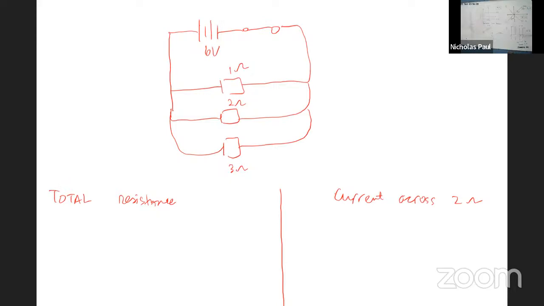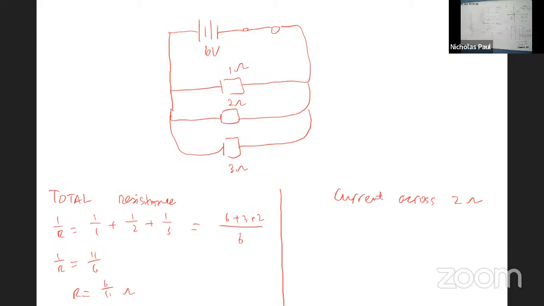Right, so let's check out the total. So it's 1 on 1 plus 1 on 2 plus 1 on 3. So the LCM is 6, right? And then you will get 6 plus 3 plus 2. So 1 on R is 11 on 6, right? So R is equal to 6 on 11, right? Use a calculator, look for your answer, check it back, yeah? Use a calculator and plug it in.